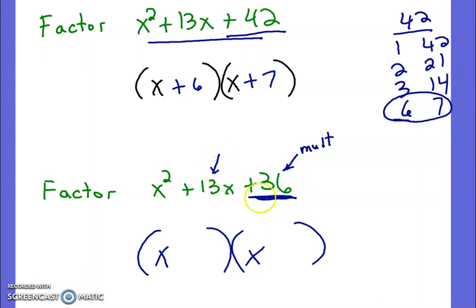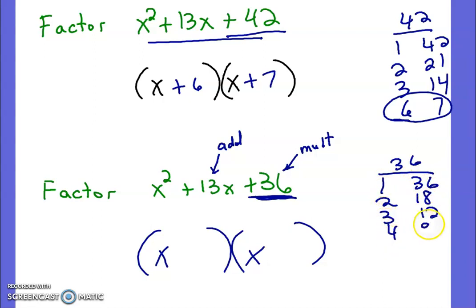And then you need to find out which one of those factors adds together to give me 13. And again, you can list them all. You got 1 times 36, 2 times 18, 3 times 12, 4 times 9. Oh, there it is right there. So you can start listing them until you get to the one that adds together to give me 13. So x plus 4 and x plus 9.